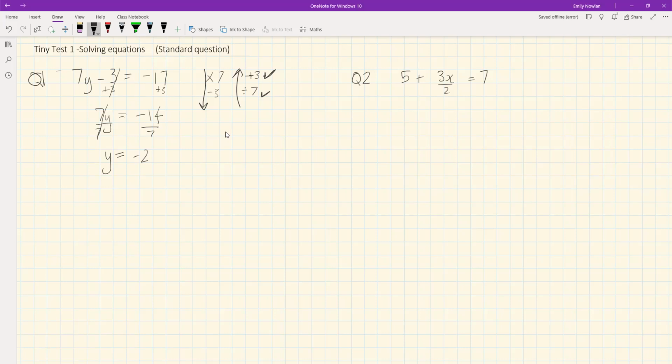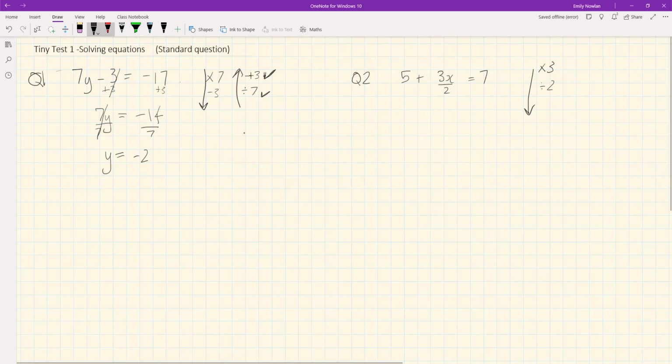Okay, so here's question 2, second tiny test. First thing to do is look at the unknown. Here's the unknown. What happened to it? It got times by 3. Okay, so we need to write that here. It got times by 3. Then what happened to it? Well, then we have this divide by 2. So we need to write that down here.